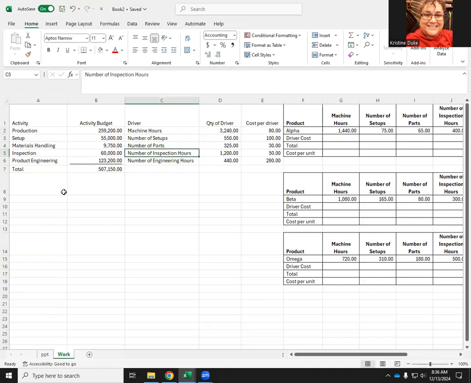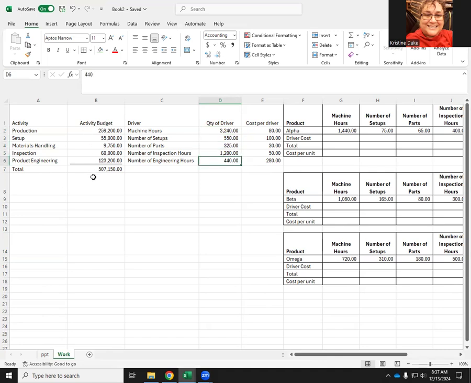Notice these drivers can be different. Oftentimes, most times, they're going to be different. Sometimes you'll have direct labor or a percentage of direct labor. It just depends on what's happening. I've seen number of purchase orders, number of employees. So those could be some drivers. So here's the quantity they budgeted.